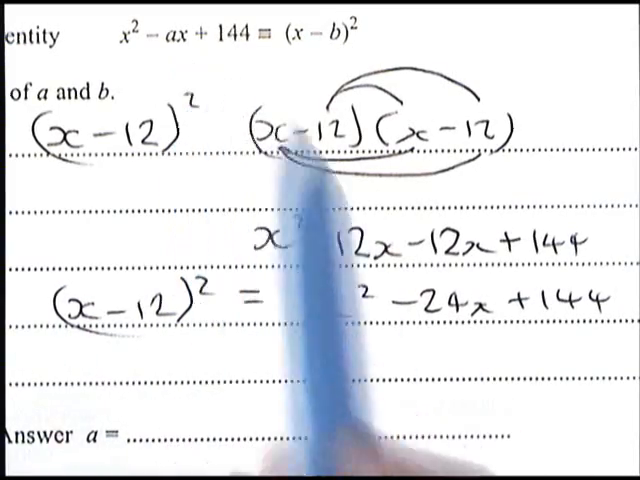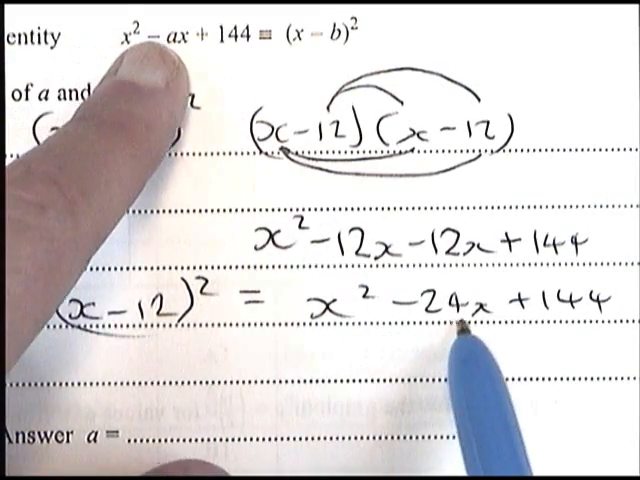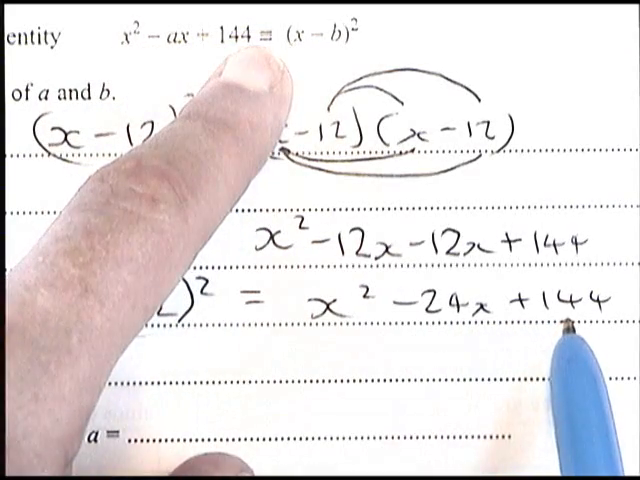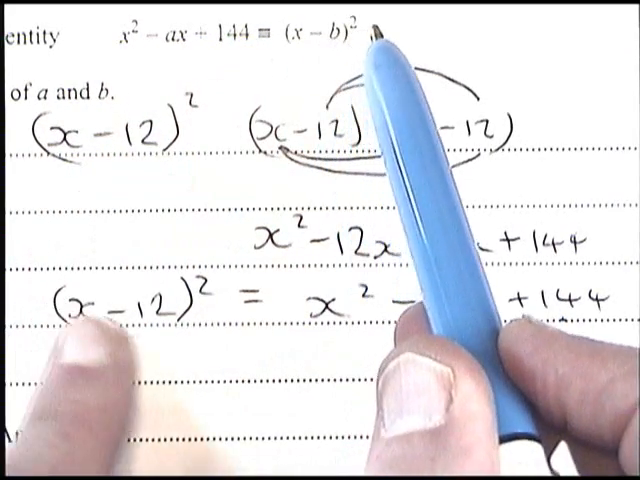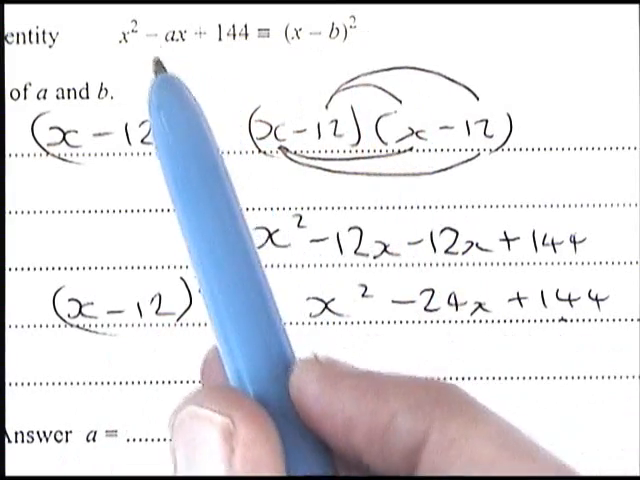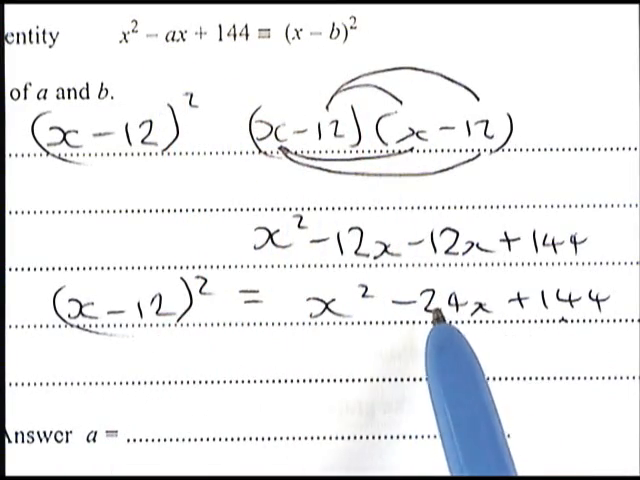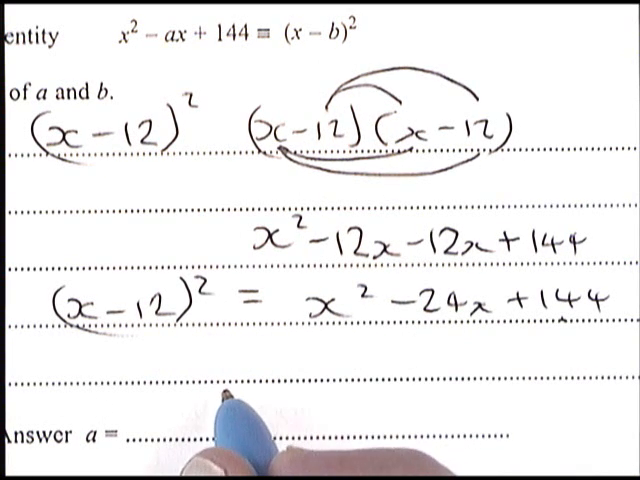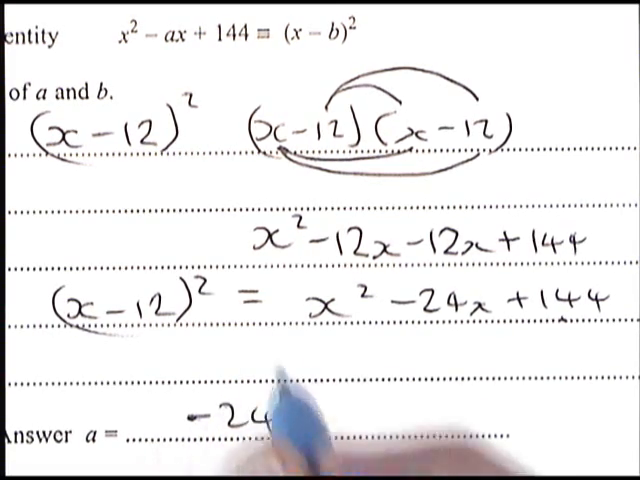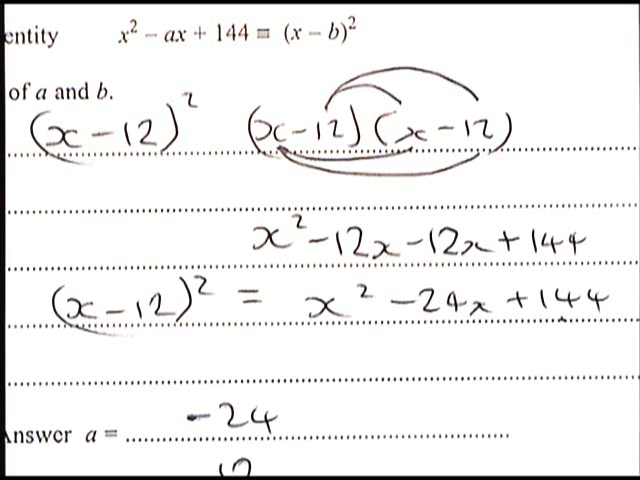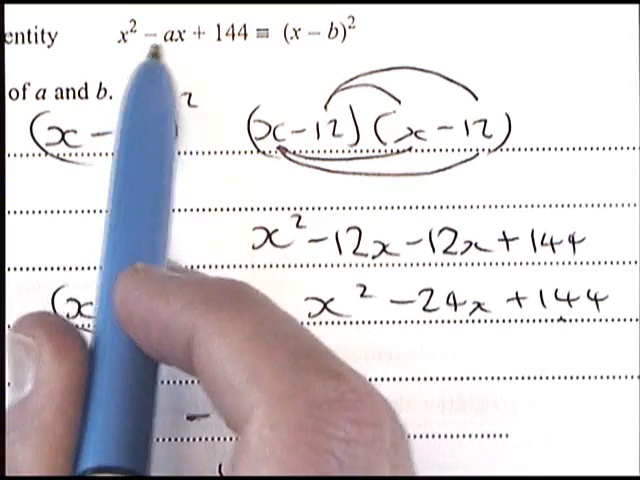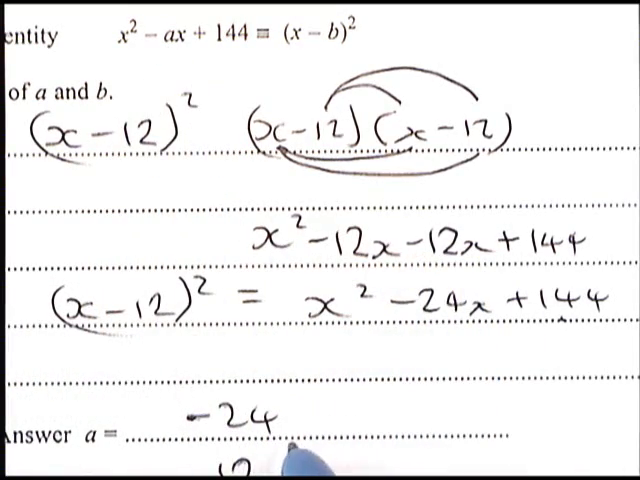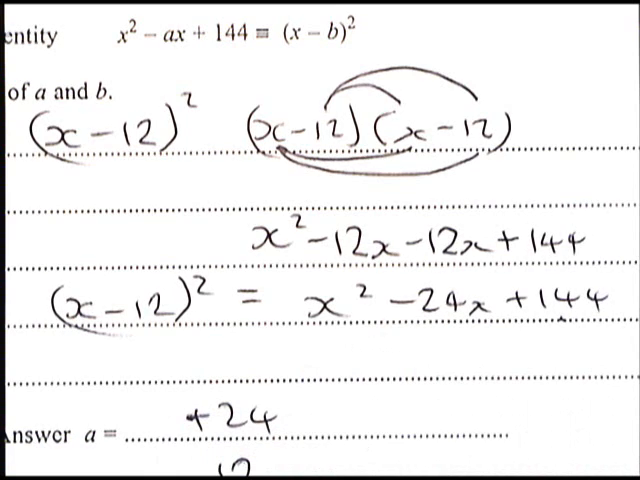And now that fits these two things. I've got x squared take away a number of x's plus 144 is exactly the same as x take away a number squared. So I can read off now that a is 24 and b is 12. So a is, sorry, minus 24, and b is going to be 12. So change that again. The minus sign is already in front of the a, so a is actually the 24, plus 24, not minus 24.